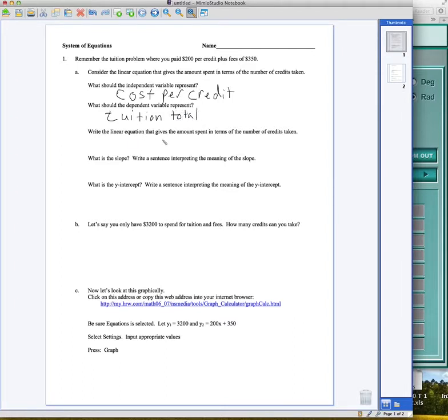Now write a linear equation that gives the amount spent in terms of number of credits taken. Well, if you look, it's going to cost you $350 for fees, and it costs you $200 per credit. So my linear equation would be y equals, since it's $200 per credit, usually the one with the per, 200x plus 350.